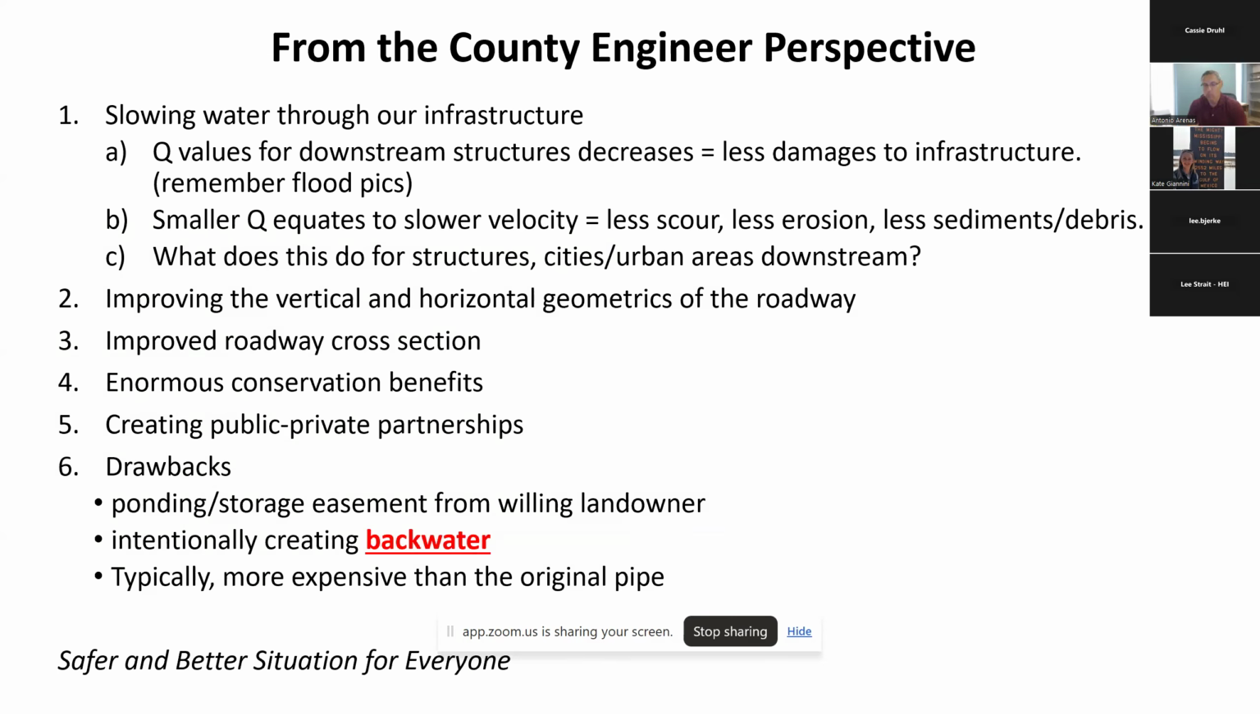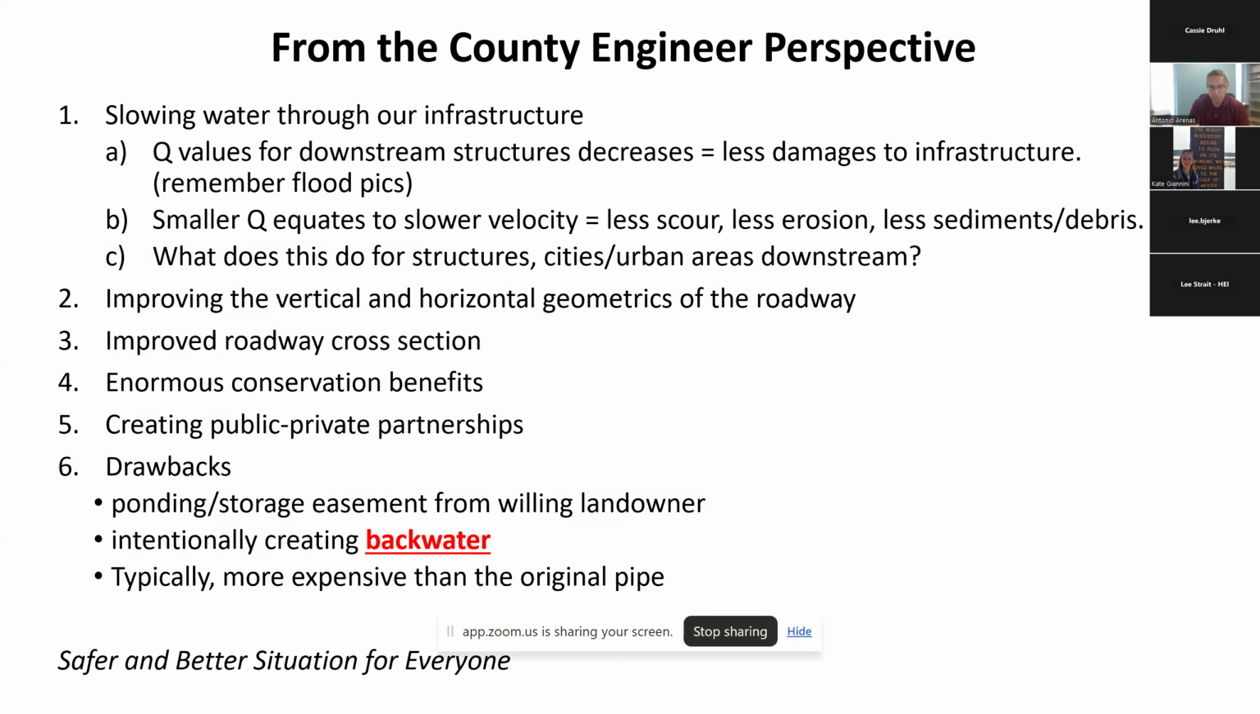It does create a public-private partnership because you have to get the landowners to buy into it. I can condemn to put in a box culvert or a new bridge, but I cannot condemn to store water on someone's property. You've got to get them to come with you on the project. And that will almost always be your biggest headache, is to try to get the landowner involved.